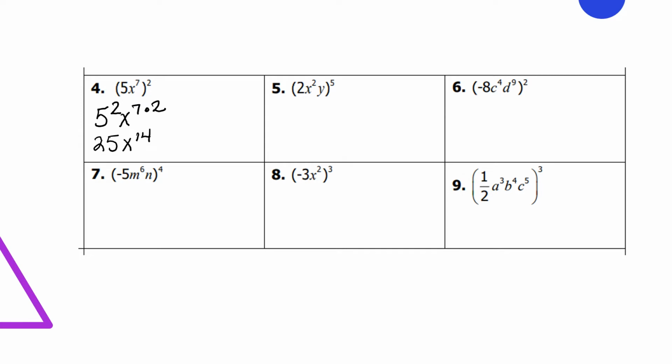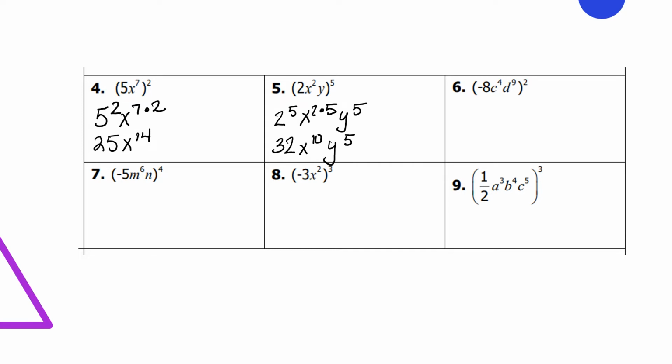Number 5, 2x squared y all to the 5th becomes 2 to the 5th power, x to the 2 times 5 power, y to the 5th. So 2 to the 5th is 32, x to the 10th, y to the 5th.